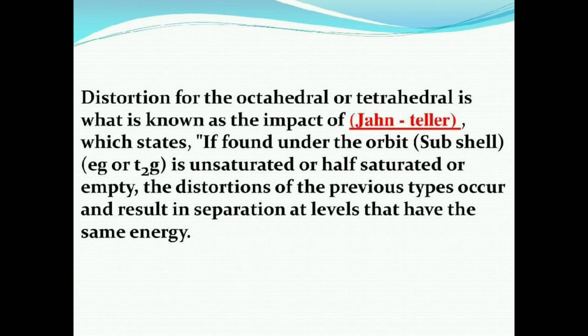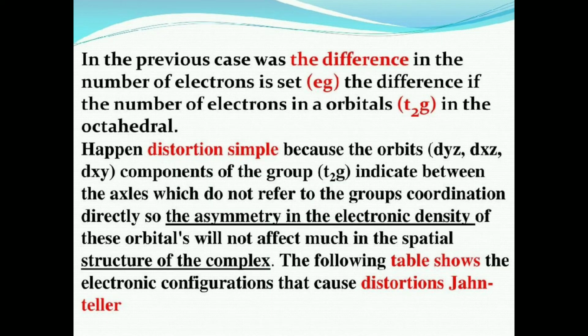Now, distortion for the octahedral or tetrahedral is what is known as the Jahn-Teller effect, which is stated as found under the orbitals, that is subshell Eg or T2g, which is unsaturated, half saturated or empty. The distortion of the previous types occurs and results in separation of levels that have the same energy. In the previous case was the difference in number of electrons in set Eg, and the difference in the number of electrons in the orbital T2g in the octahedral.